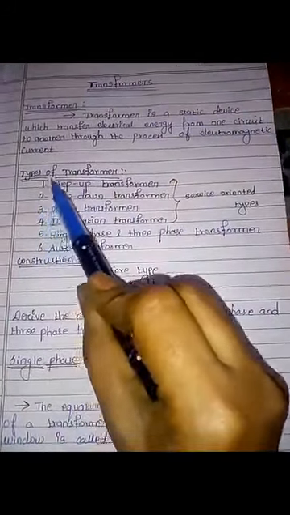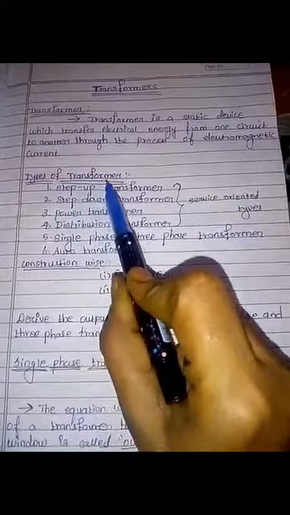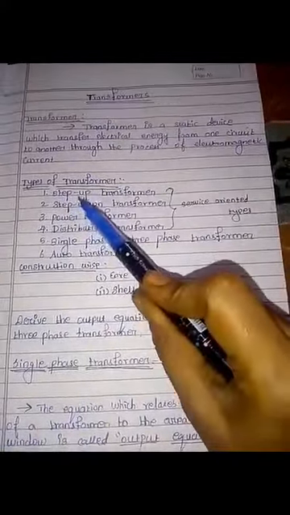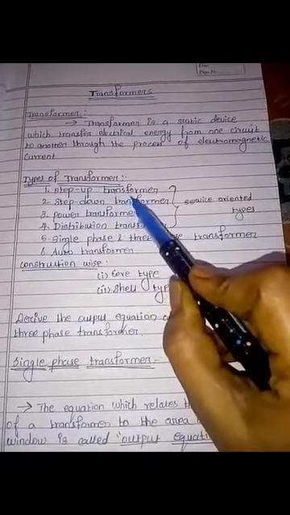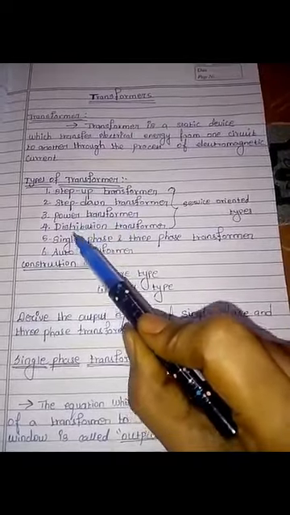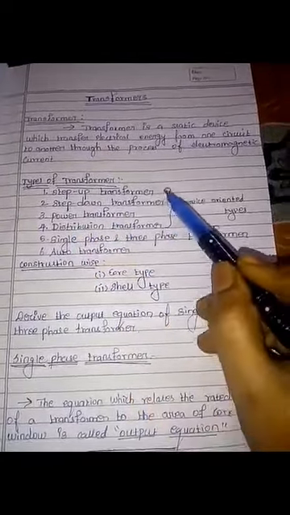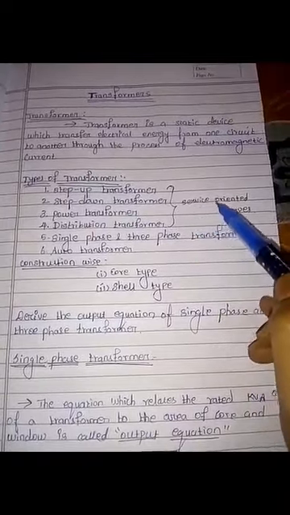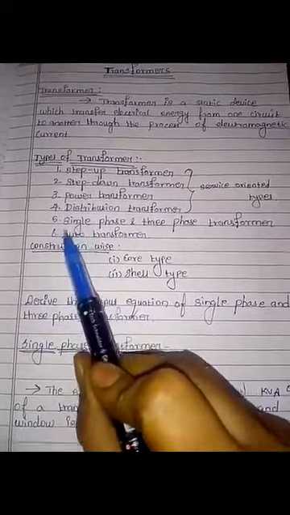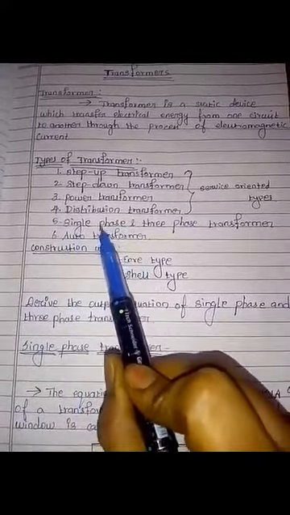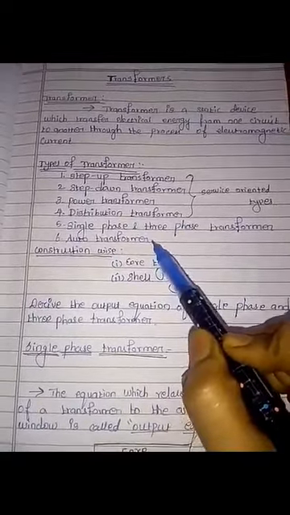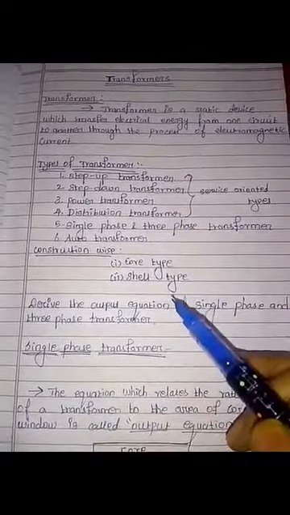Next, we are going to see the types of transformer. According to service-oriented type, it can be classified into step up transformer, step down transformer, power transformer and distribution transformer. These four types come under the service-oriented type of transformer. Next, we are going to see the connection-oriented type of transformer, that is single phase and three phase transformer. Then the auto transformer is one more type of transformer.